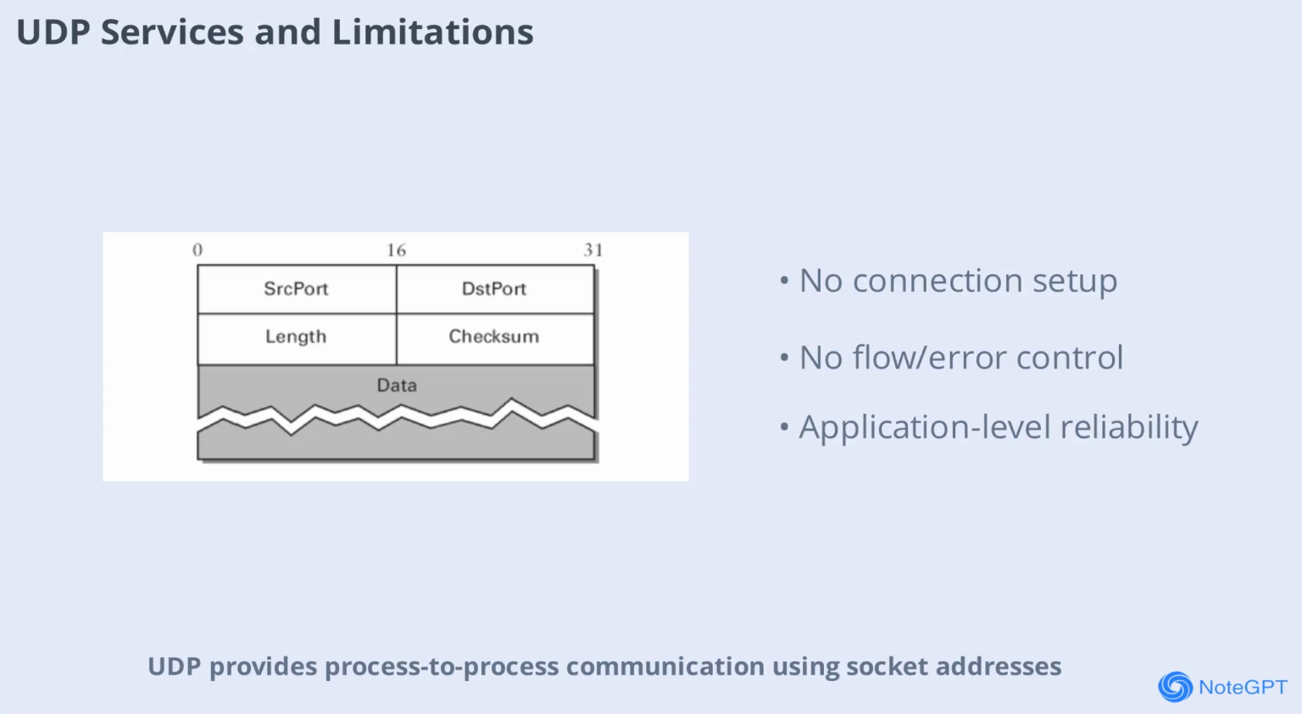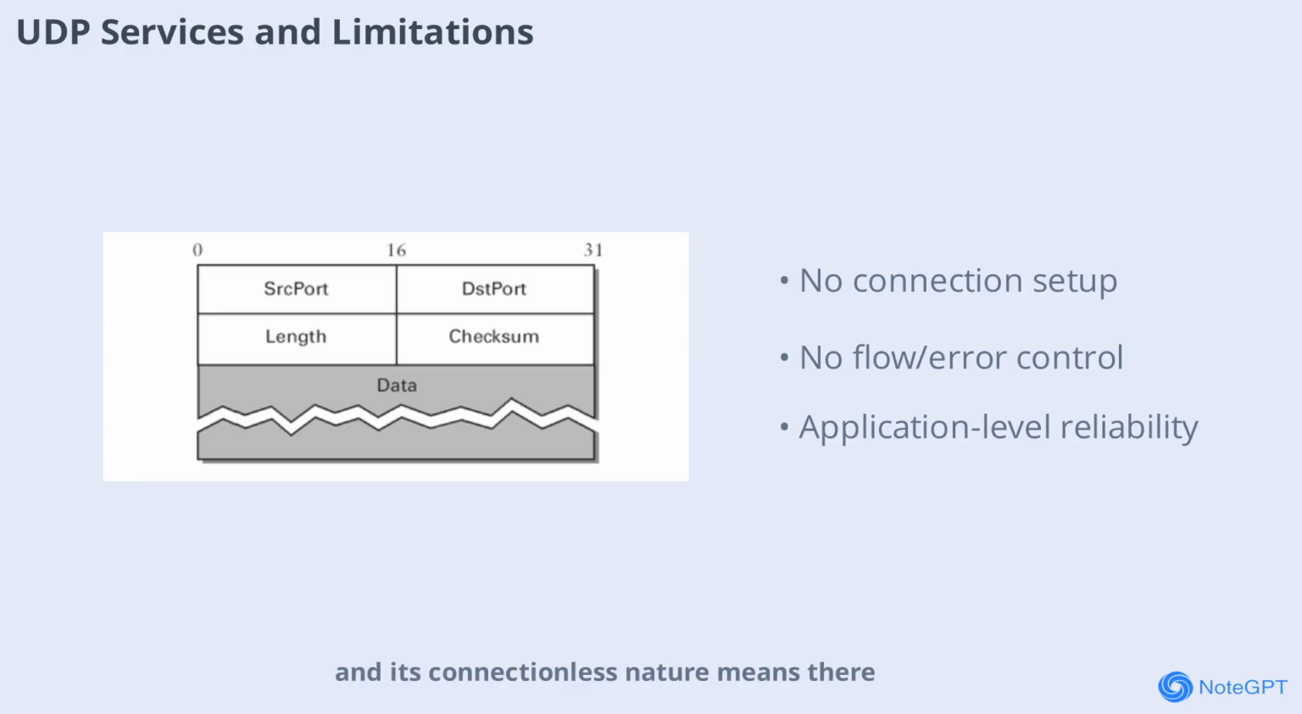UDP provides process-to-process communication using socket addresses, and its connectionless nature means there is no setup or teardown of connections. Each datagram is independent, and there is no flow or error control beyond the basic checksum. Applications using UDP must handle any required reliability or error correction themselves, making UDP best suited for scenarios where speed and simplicity are prioritized over guaranteed delivery.